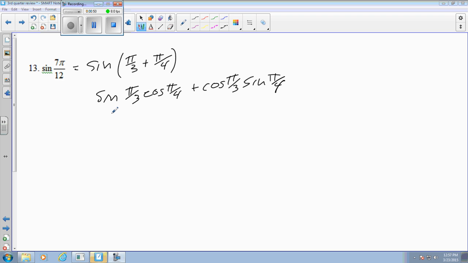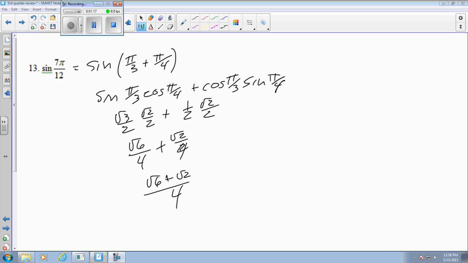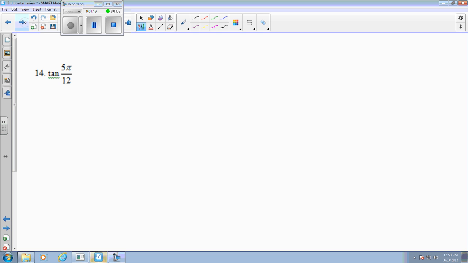The sine of pi over 3 is the square root of 3 over 2. The cosine of pi over 4 is the square root of 2 over 2. The cosine of pi over 3 is a half. The sine of pi over 4 is the square root of 2 over 2. Multiplying, I get the square root of 6 over 4 and the square root of 2 over 4. And rewrite that as a common denominator. I get that. Let's move on to 14.